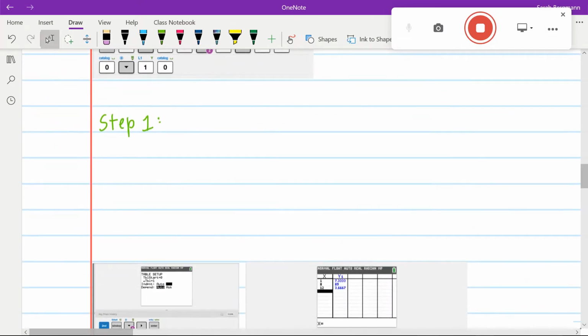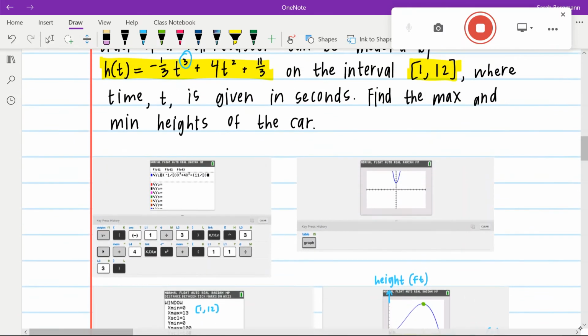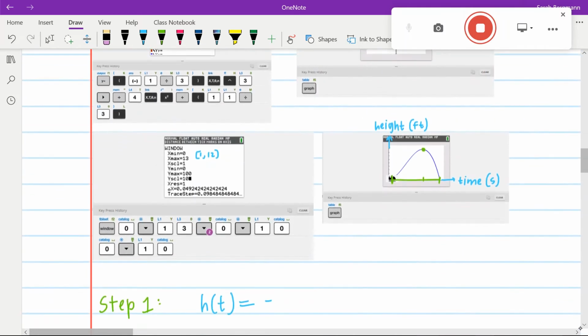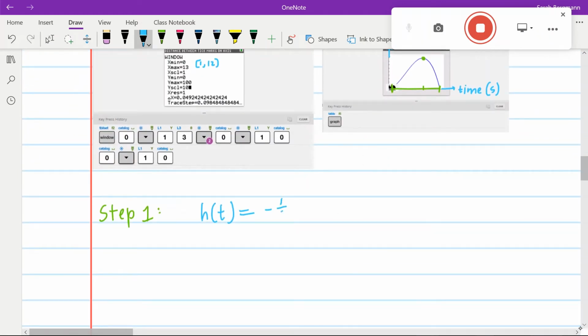So we have our function, h of t, remember, equal to negative 1/3 t cubed plus 4t squared plus 11/3.